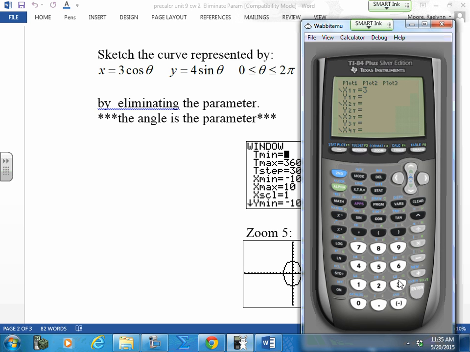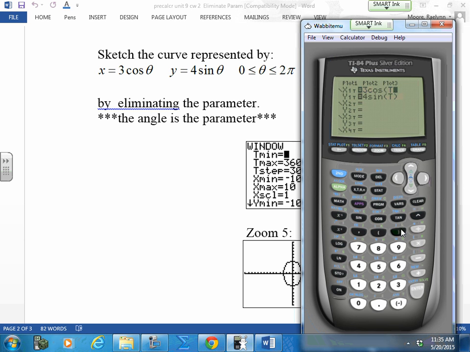And watch what happens when you try to put your angle in. You're going to get 3 cosine. I go for my angle. That gives me where my t is. My angle is now my third parameter. My third variable. That's my parameter. And I put this one in here. 4 sine. Again, my angle is my parameter.